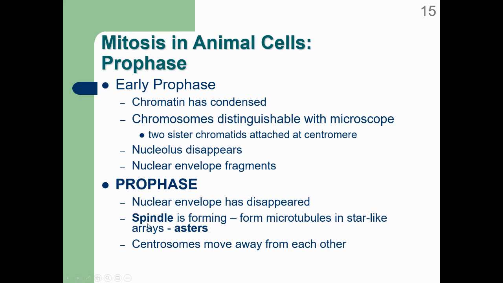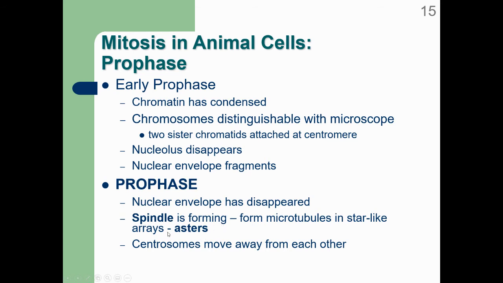The spindle is formed by those microtubules, and I like to think of it as a whole bunch of fishing lines that are all going to get connected either to the chromosomes or to other parts of the cytoskeleton right underneath the membrane to anchor them in place, because then they're going to pull those chromosomes apart. It's like a fishing line reeling in a fish.